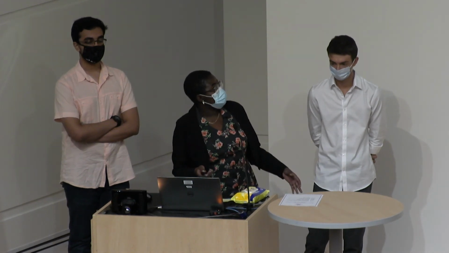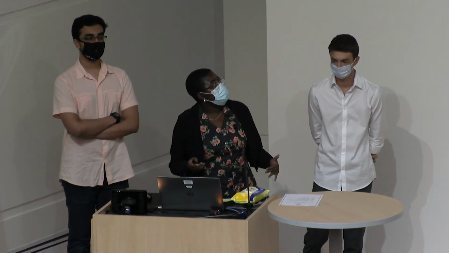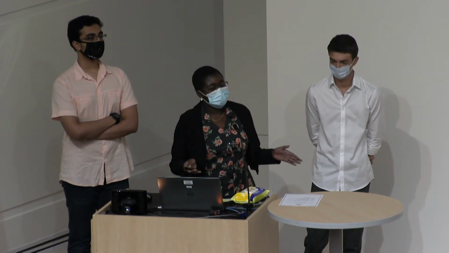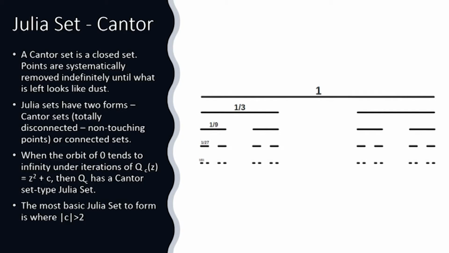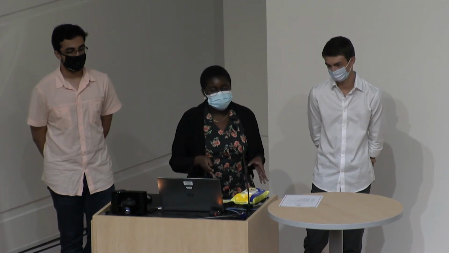So Julia sets have two forms: Cantor sets, totally disconnected, non-touching points, or connected sets. The totally disconnected would be what you see at the bottom, and the connected sets would be that full sequence of 1 at the very top. And when the orbit of 0 tends to infinity under iterations of Q_c of z equals z squared plus c, then Q_c has a Cantor set type Julia set. This is a really interesting point, because we can take any Julia set, put in all these numbers, and automatically say at any point, this is a Cantor set type Julia set because that orbit tends to infinity.